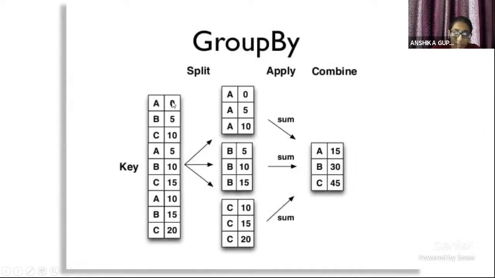Now A has the value in the reference of 0. Again, A value is 5. Again, A value is 10. And B similarly 5, again B is 10, and again B is 15. We split this, and we take the value and the index also. In C, we have 10, 15, and 20. Now we have to do the sum of each.